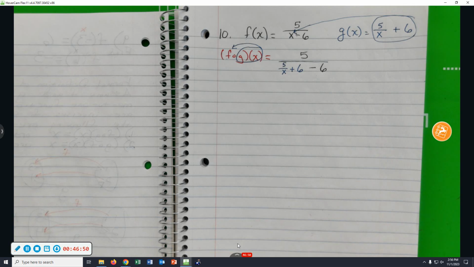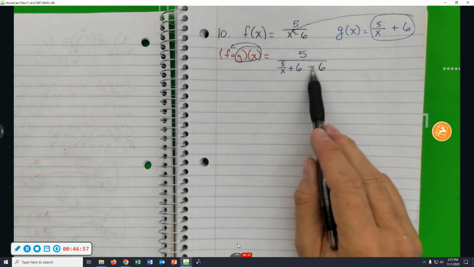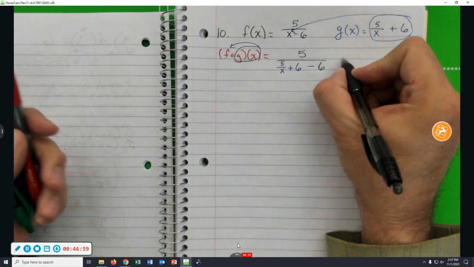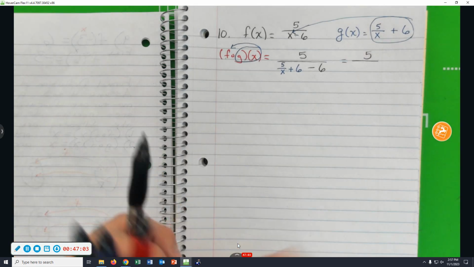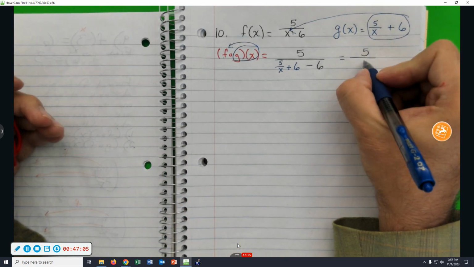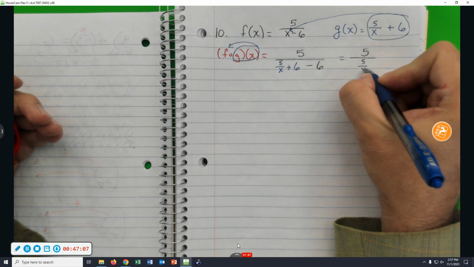Something's going to start canceling out real fast here. What cancels out immediately? The 6 minus 6. So let me write it out without the 6 minus 6. We have a 5 on top, and then a blue 5 over x on the bottom.